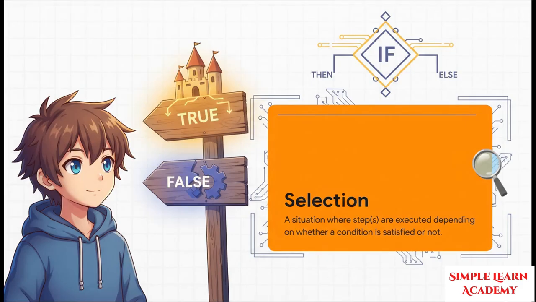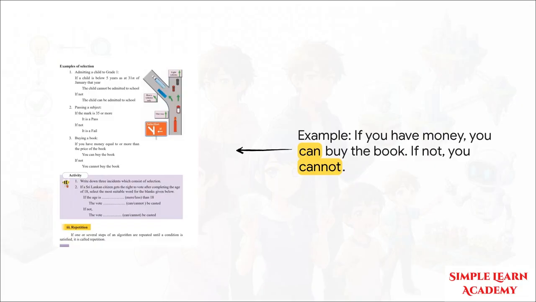Okay, next up we have selection. Now this one is all about making a choice. Think of it like a fork in the road for your program. Based on whether something is true or false, the program will go down one path or the other. Let's say you're in a bookshop. The big question is, do I have enough money? If the answer is yes, then you can buy the book. If the answer is no, then you can't. Your brain makes a selection based on that condition.